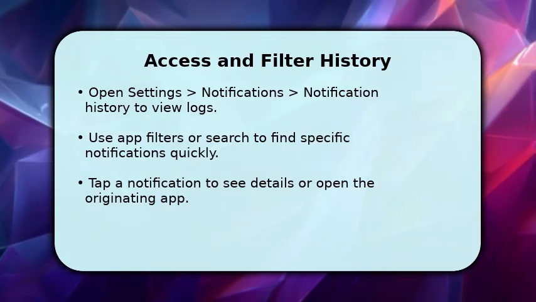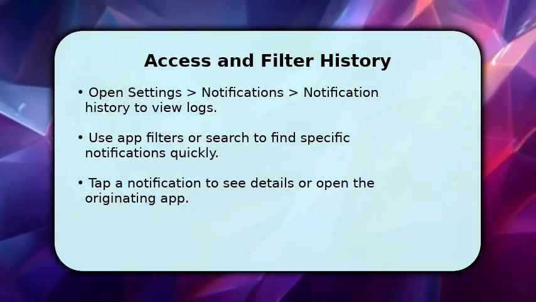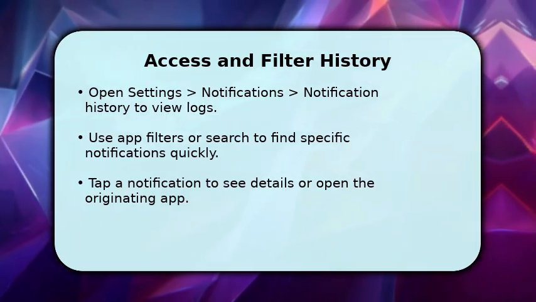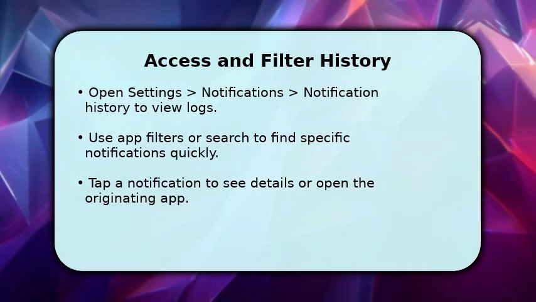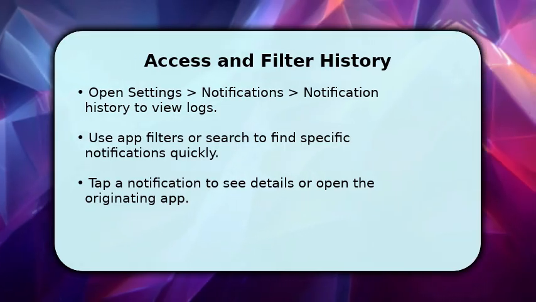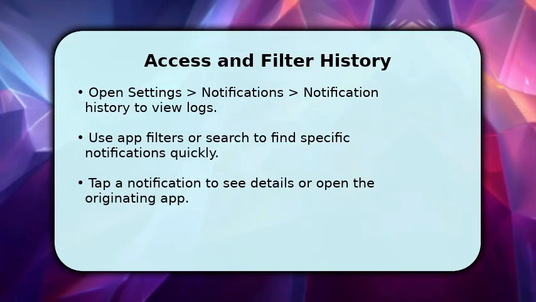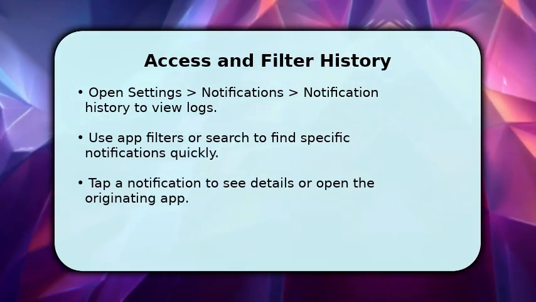Go to Settings, Notifications, then Notification History. You'll see a chronological list. Use app filters or the search box to narrow results if many entries appear. Tapping an item reveals content, timestamp, and a shortcut to the app's notification settings. This helps you mute repeat senders or change priority.